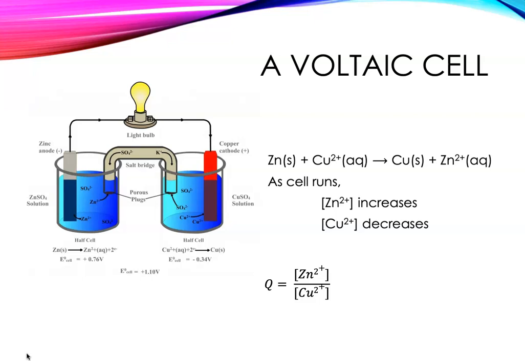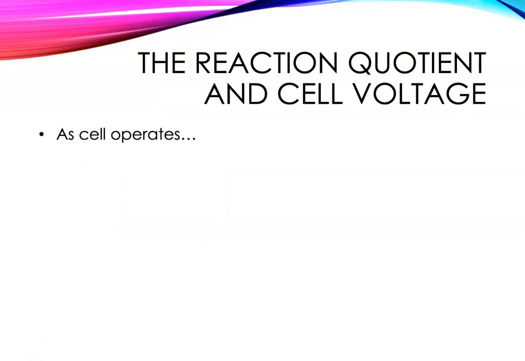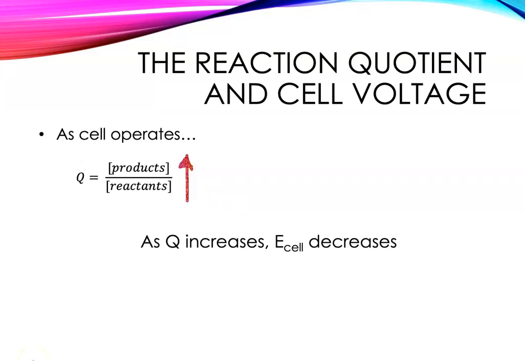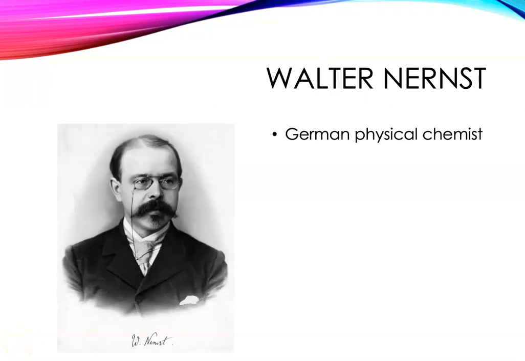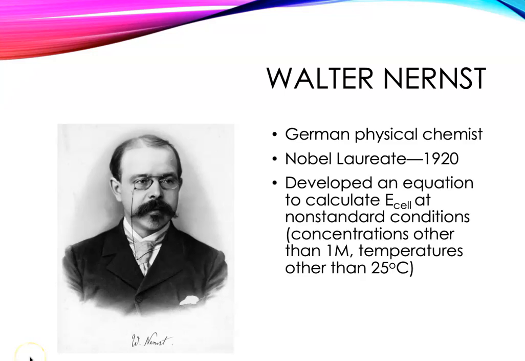As the cell is running, the balanced equation tells us that the value of Q is going to increase. So as the cell is operating, Q is increasing and Ecell decreases. And this relationship is what the Nernst equation explores in more detail. It was developed by Nernst, who was a German physical chemist, who won the Nobel Prize in 1920 for his work on electrochemistry. He developed a mathematical equation so that we can calculate Ecell at non-standard conditions.